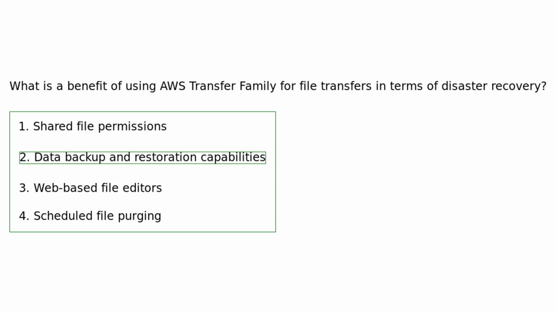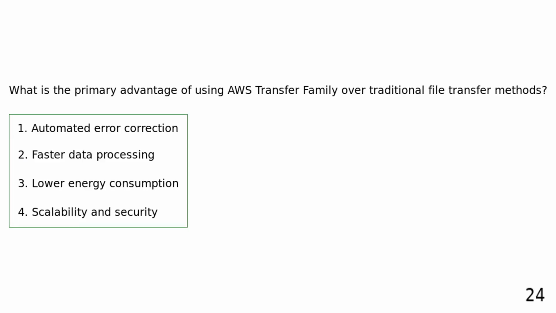AWS Transfer Family offers data backup and restoration capabilities for disaster recovery scenarios, ensuring data can be recovered in case of unexpected events. What is the primary advantage of using AWS Transfer Family over traditional file transfer methods? Automated error correction. Faster data processing. Lower energy consumption. Scalability and security.